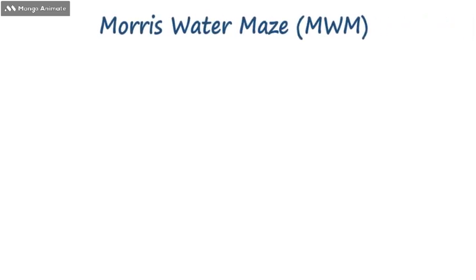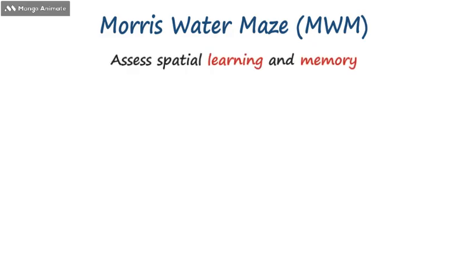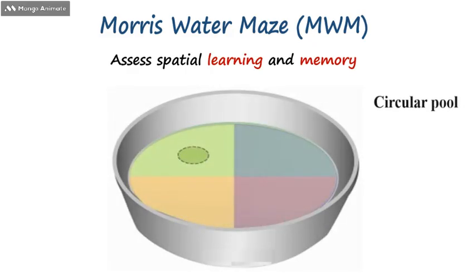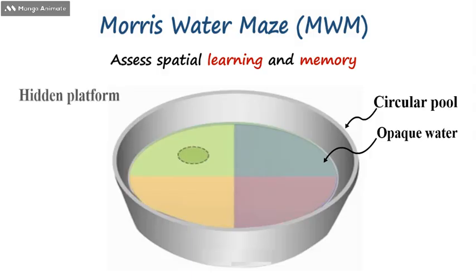The Morris water maze is a widely used behavioral test in neuroscience to assess spatial learning and memory. The apparatus consists of a large circular pool filled with water, which is turned opaque using food dye or milk powder. A platform is submerged approximately 1 or 2 centimeters below the surface of the opaque water to become hidden. The test is based on the ability of rodents like rats or mice to learn and remember the location of a hidden platform using spatial cues.